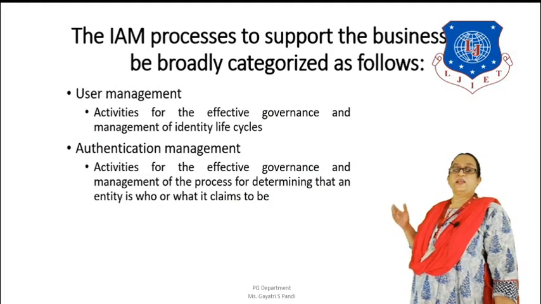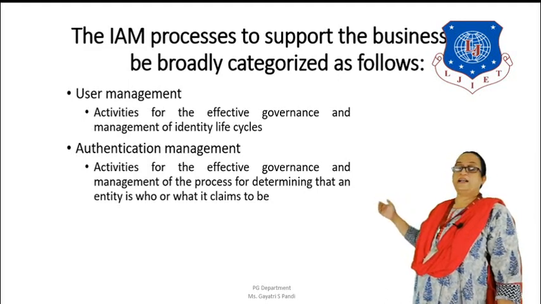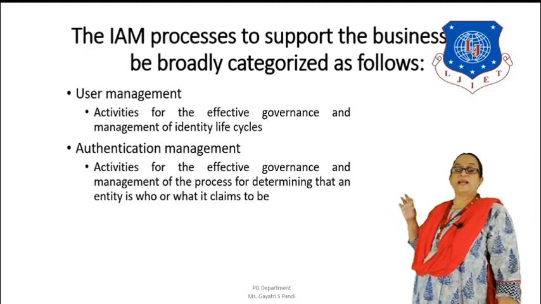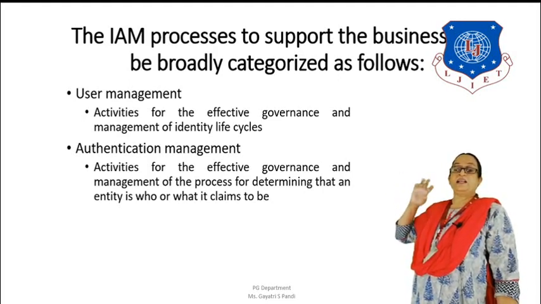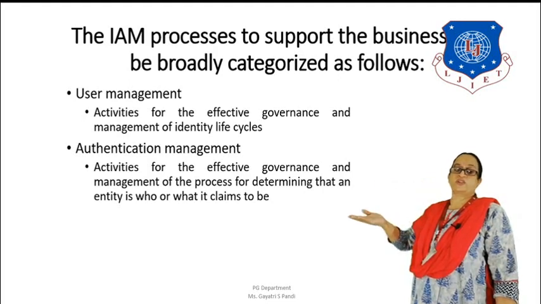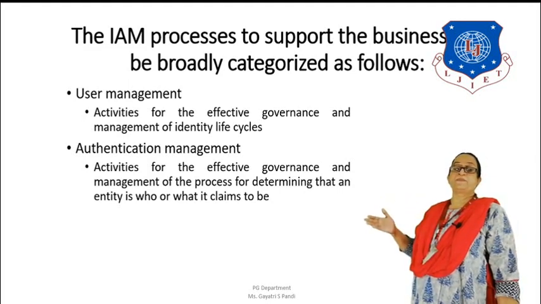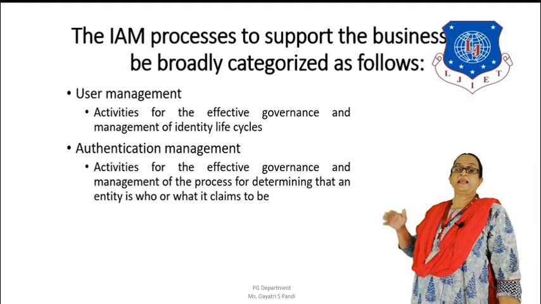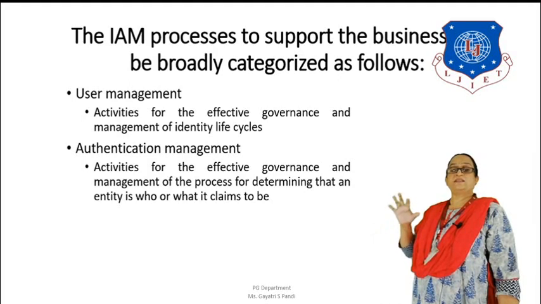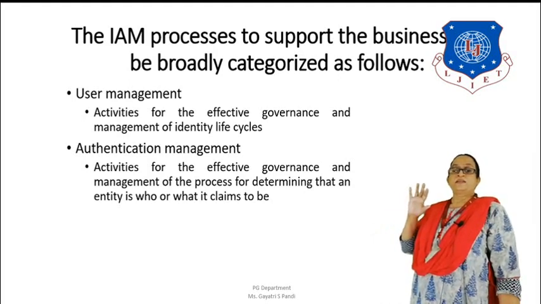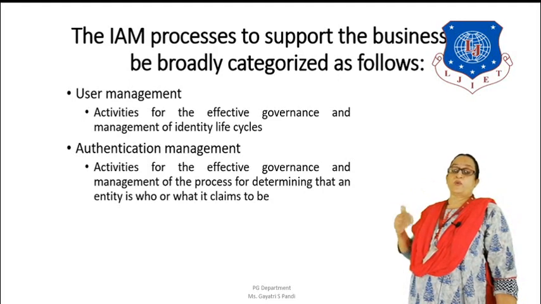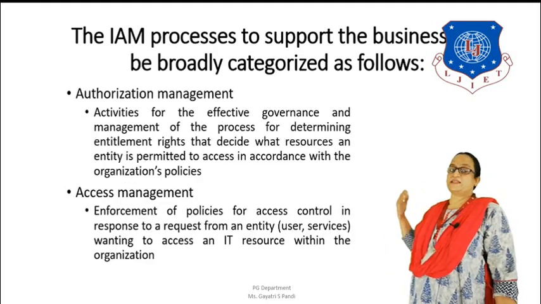Here you can see user management refers to the activities for effective governance and management of the identity life cycle. User management activities help in governing and managing the entire identity life cycle, right from provisioning to deprovisioning. Then you have authentication management. These are the activities for effective governance and management of the processes for determining that an entity is who it claims to be. So this will check the specific entities of the system and what they can do or what they claim to. Then we have the authorization management.